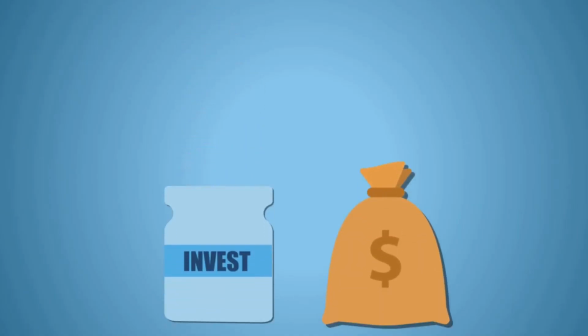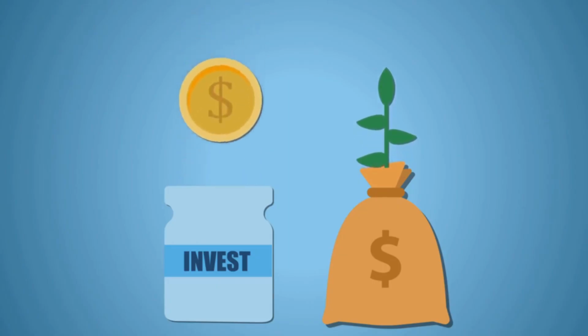Say you invest $100 in an index fund every month. When the price is high, you buy fewer shares. When it's low, you buy more. Over time, this smooths out your cost per share.